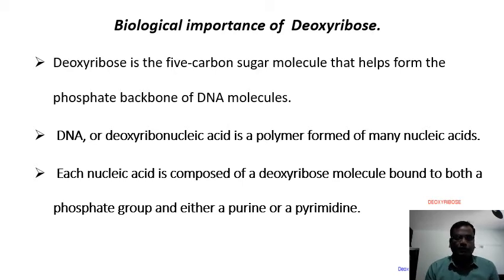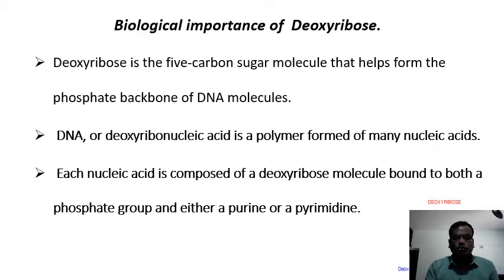So the name itself tells you deoxyribonucleic acid. So nucleic acids like DNA and RNA, they are made up of bases, nitrogen bases, and sugar unit and phosphate. So the sugar unit is the deoxyribose in DNA and ribose in RNA. Now DNA is the genetic material. It's one of the most important molecules in the body because it contains the genetic information.